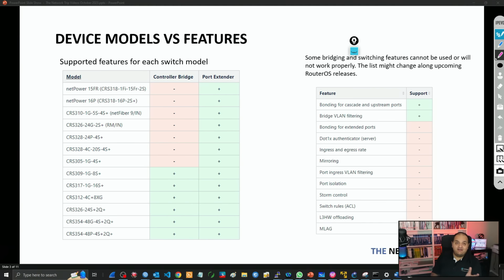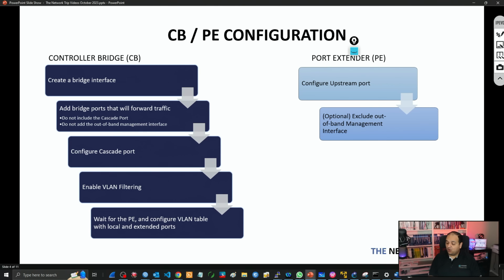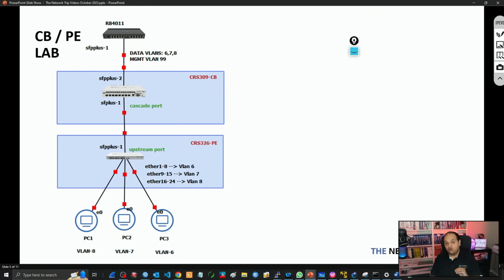Some advanced features won't be available when we are using the controller bridge. But as I have mentioned, if your network is simply using Mikrotik switches to have different VLANs and have access ports in different points in your network, then this configuration is going to be good for you. But if you need some advanced features and they are not supported here, then you must stick to the traditional way of managing the switches. So in this video, I'm going to go over a lab. And in this lab, I'm going to show you how to configure a controller bridge and how to configure a port extender.